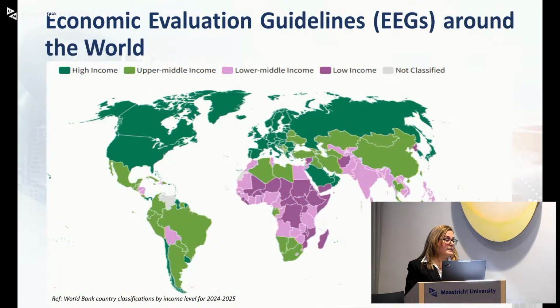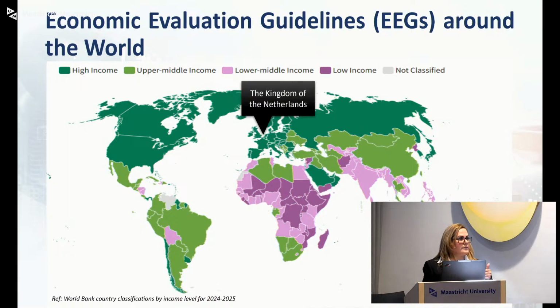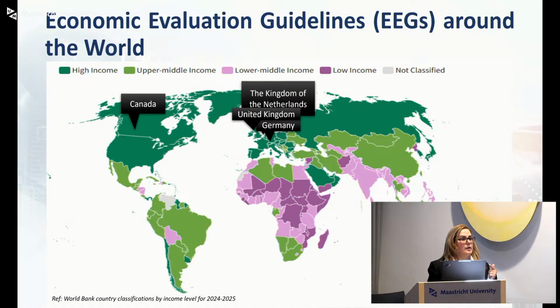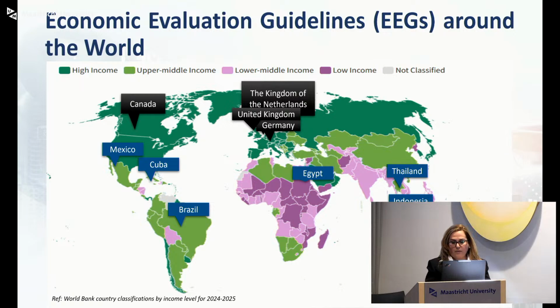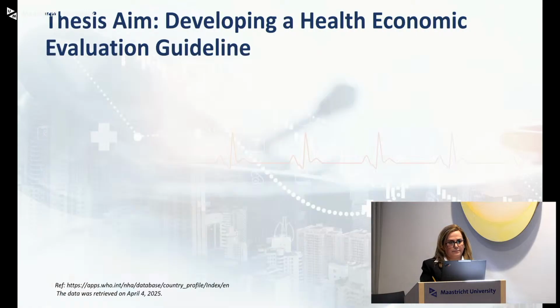Since the 1980s, economic evaluation guidelines and economic evaluation tools have been applied in many high-income countries, such as the Kingdom of the Netherlands, Canada, Australia, Germany, and the UK. As well, the interest in economic evaluation guidelines has increased in middle-income countries. However, Lebanon, a lower middle-income country, doesn't yet have an economic evaluation guideline. Our thesis aim is to develop a health economic evaluation guideline for Lebanon.